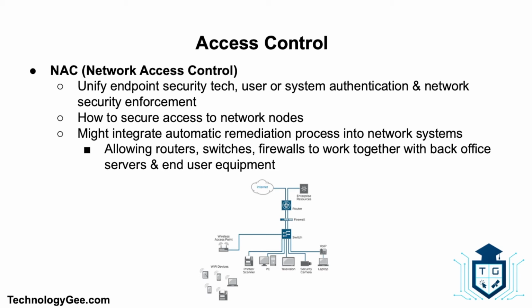NAC might integrate the automatic remediation process, such as fixing non-compliant nodes before allowing access into the network system, allowing the network infrastructure such as routers, switches, and firewalls to work together with back-office servers and end-user computing equipment to ensure the information system is operating securely before interoperability is allowed. And a basic form of NAC is the 802.1x standard.